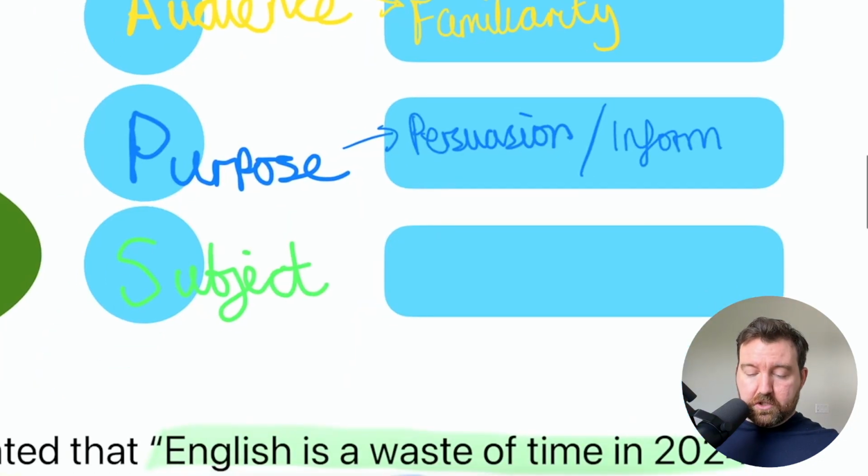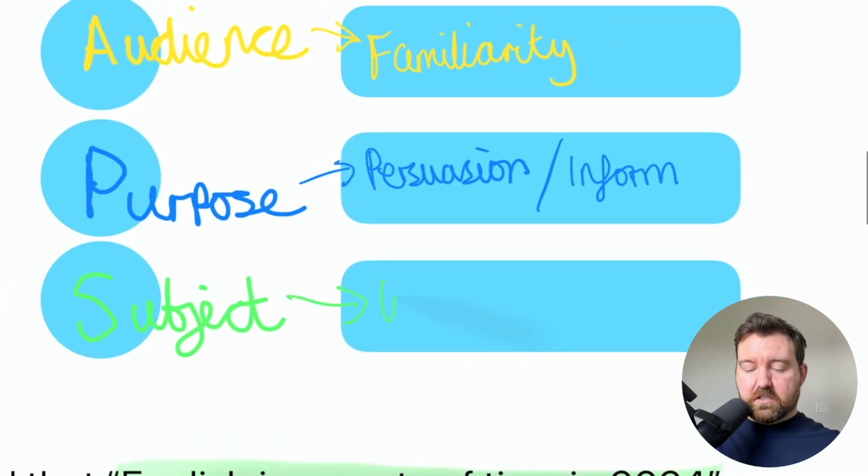And then finally, the subject. So the subject is typically just somewhere between light, medium, and heavy, or serious. So a light subject might be something like your favorite pet, or what the best breed of dog is. I like dogs. Or your favorite holiday, just something lighthearted.